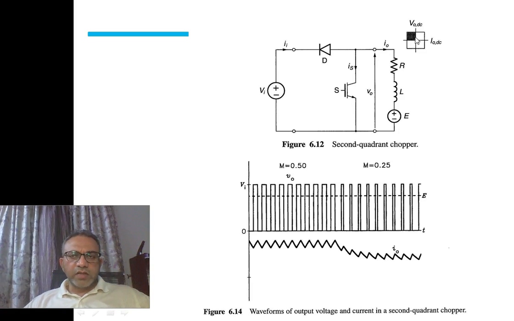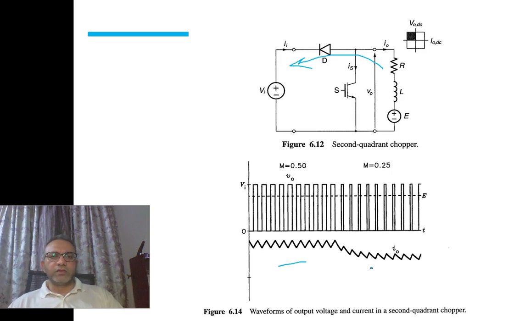Remember that in the second quadrant the voltage will be positive but the current will be negative. So in this graph we see the input voltage and the output voltage all positive, but since current flows in the opposite direction, we see a negative current which is less than 0, flowing in the opposite direction, first for M equal to 0.5 and for M equal to 0.25. So these are the waveforms for the second quadrant chopper.